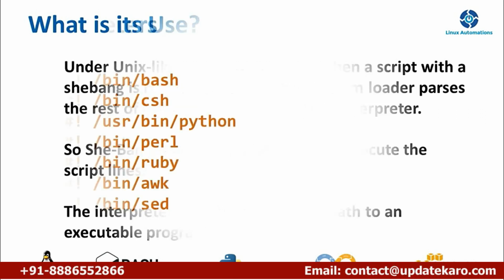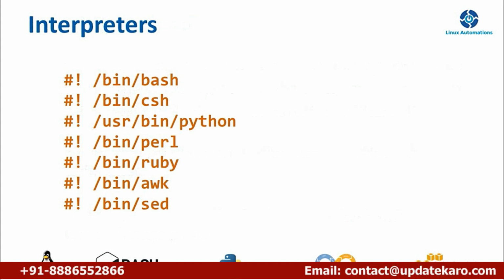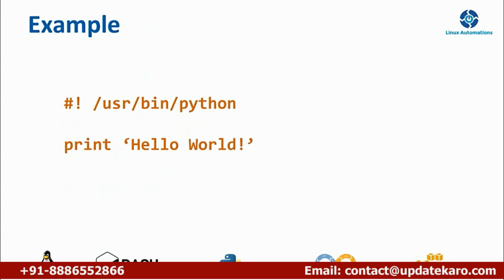If you talk about the interpreter, these are the general interpreters which are available in the Linux operating system. Bash is the default shell, and you have other interpreters like Python, Perl, Ruby, and even awk and sed. Now if you see the example, a simple Python script with a shebang mentioned is shown as an example here.